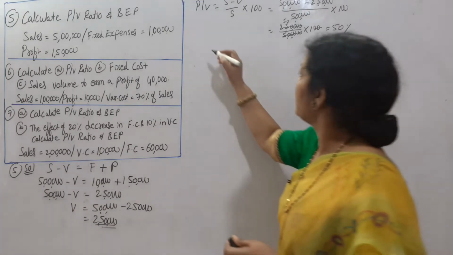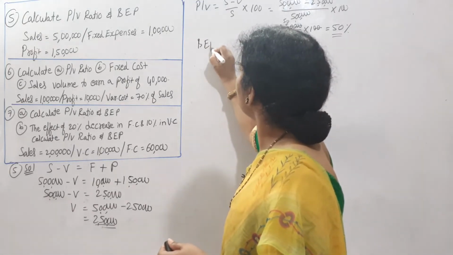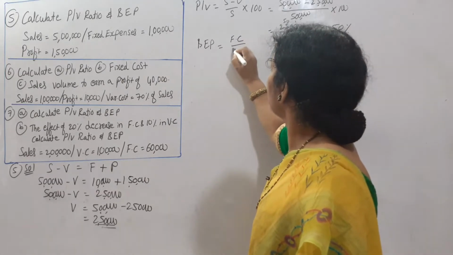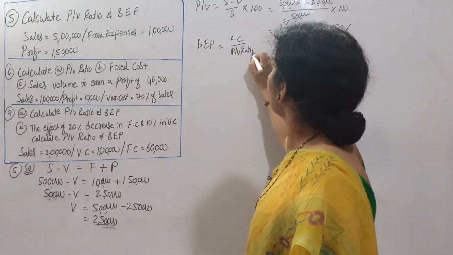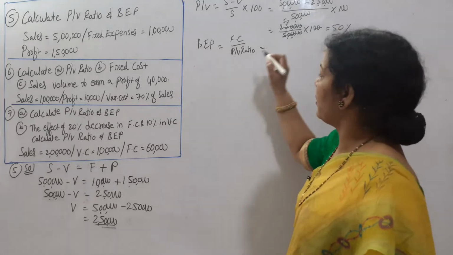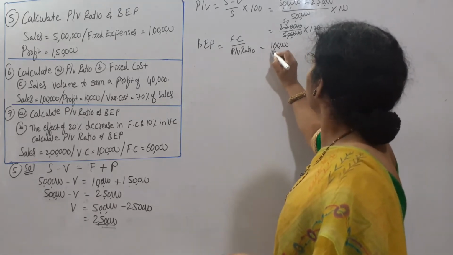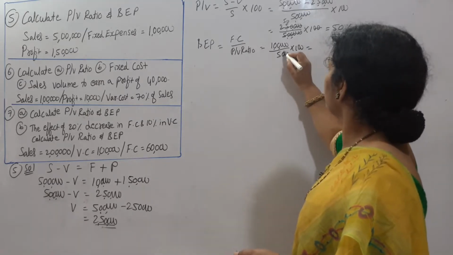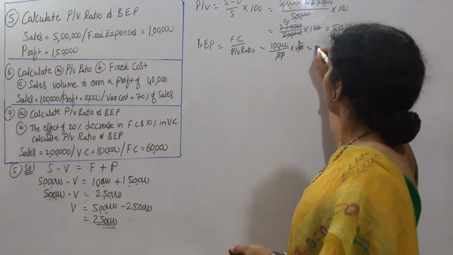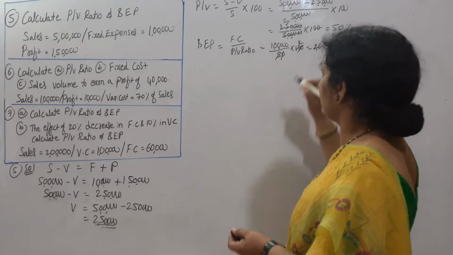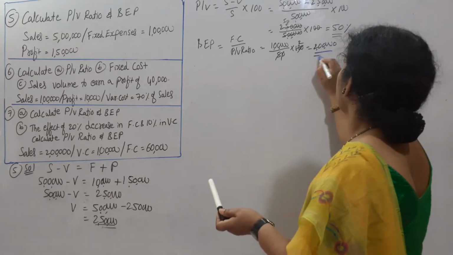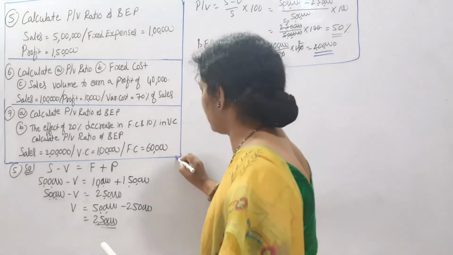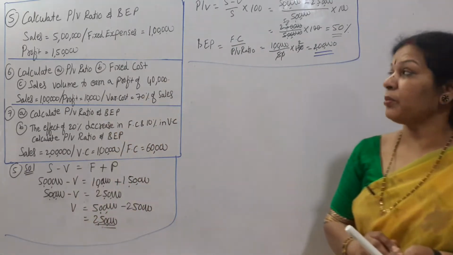Next, BEP. Break even point is equal to, formula is fixed cost by PV ratio. Fixed cost is here 1 lakh divided by PV ratio 50%, 50 into 100. Two lakh. BEP is 2 lakh. This is over, 5th problem. Okay, up to here. 5th problem is over. Now 6th problem.